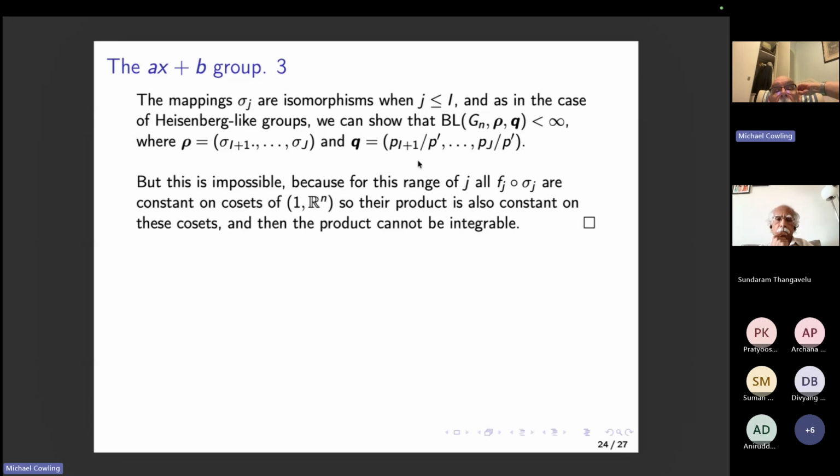And where the powers have changed by some factor, and I'm only looking at some of the homomorphisms. So arguing as in that other case, I can show that there must be a Brascamp-Lieb inequality of this form. But this is impossible because for the J's that are bigger than I, all of the Fj composed with sigma J are constant on cosets of a non-compact subgroup of Rn, and so their products are also constant on really big cosets, and it means they can't be integrable.